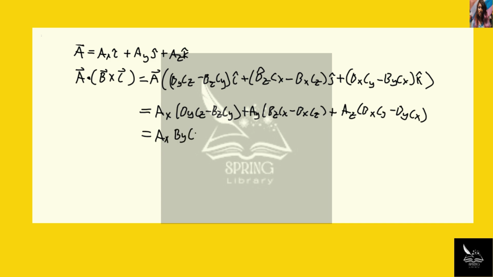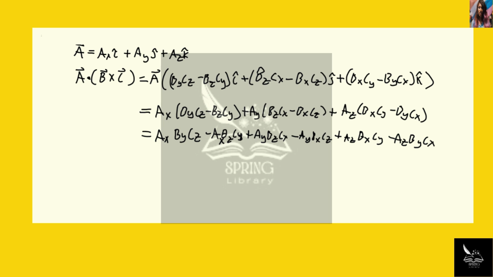AX BY CZ minus AX BZ CY plus AY BZ CX minus AY BX CZ plus AZ BX CY minus AZ BY CX. Okay, so now I can rearrange this thing.